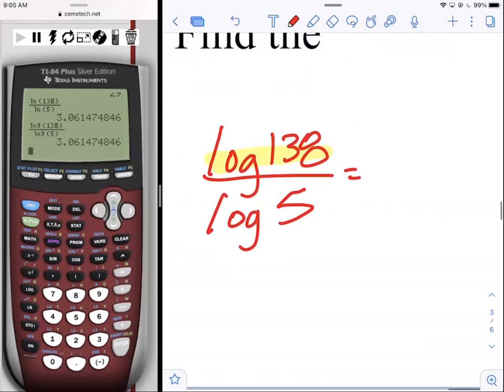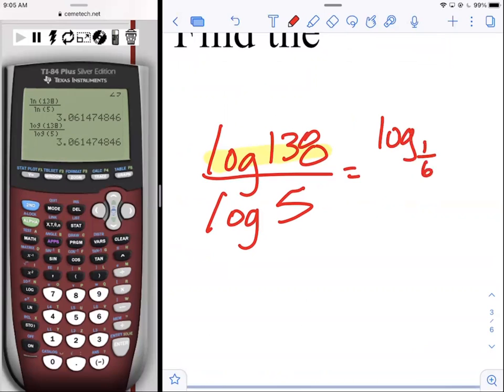How about that? This is equivalent to log base 1/6 of 138 over log base 1/6 of 5. Now, unfortunately, we can't type that into our calculator unless we change the base in the top and the bottom into the natural log, but it is equivalent. Believe it or not, all your calculators have another way to type it in with a different base, but I'm not going to show you because I don't want you to use it. I want you to use the change of base formula.